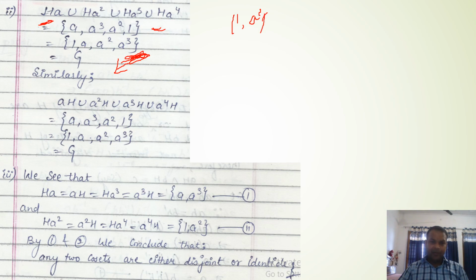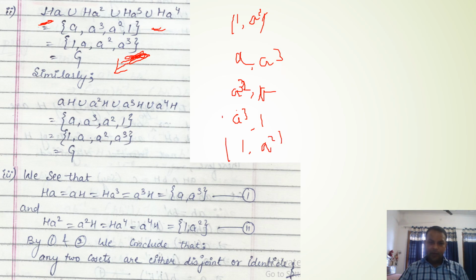The value of Ha is equal to a comma a cube. Similarly, the value of Ha square will be equal to a square comma 1. And Ha cube is equal to a cube comma a. Similarly, when you try to write Ha to the power 4, you will get 1 comma a square.